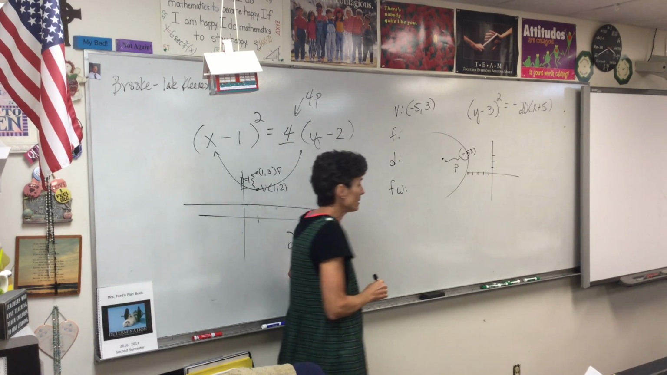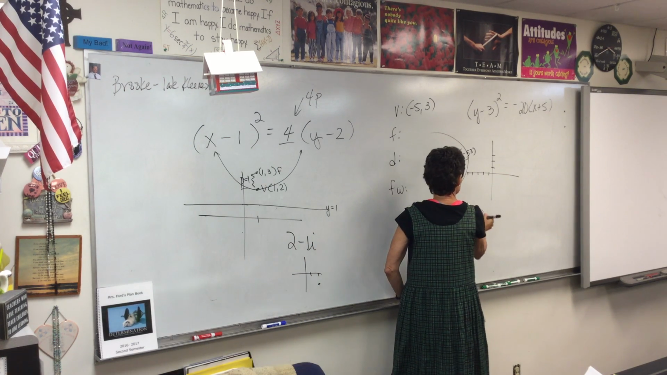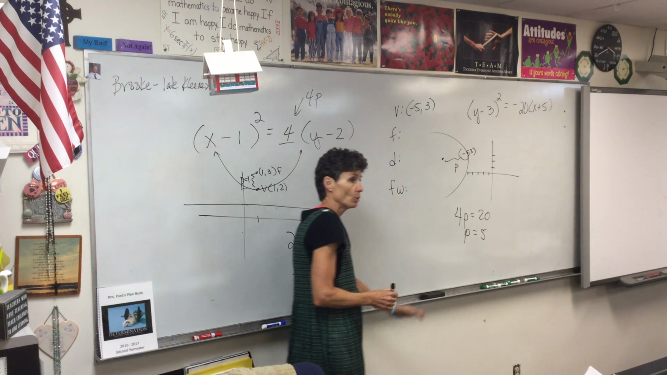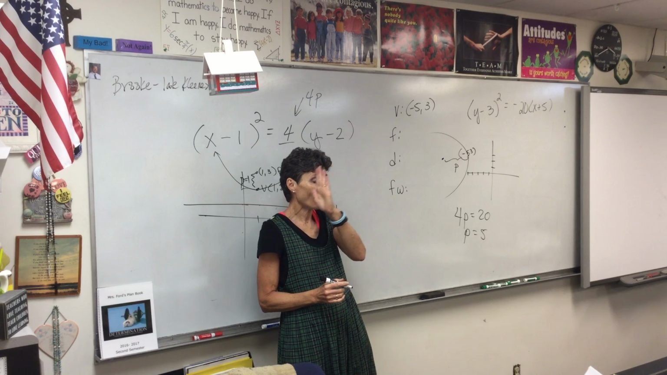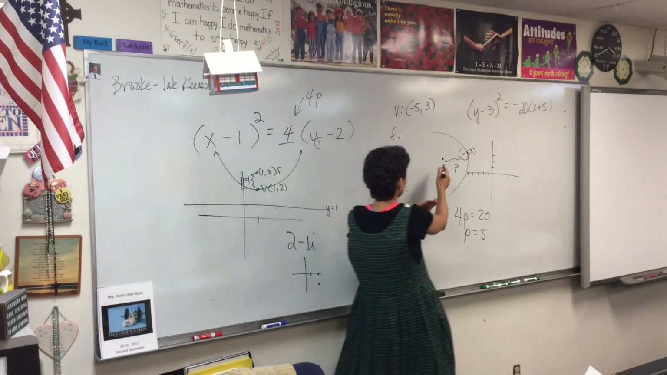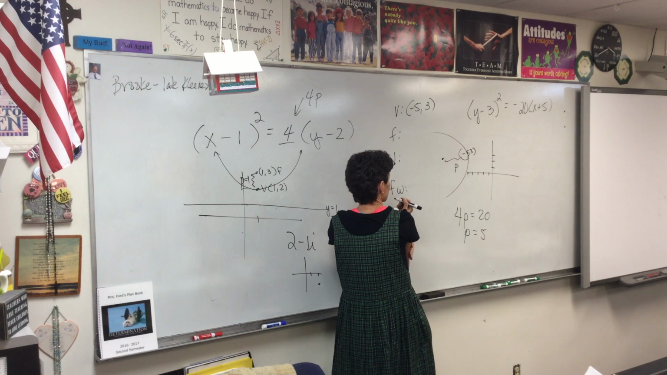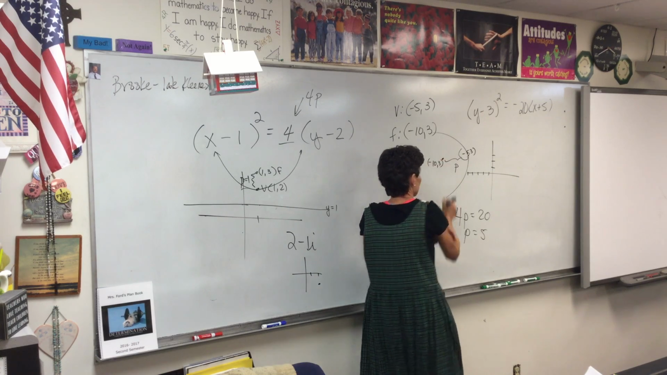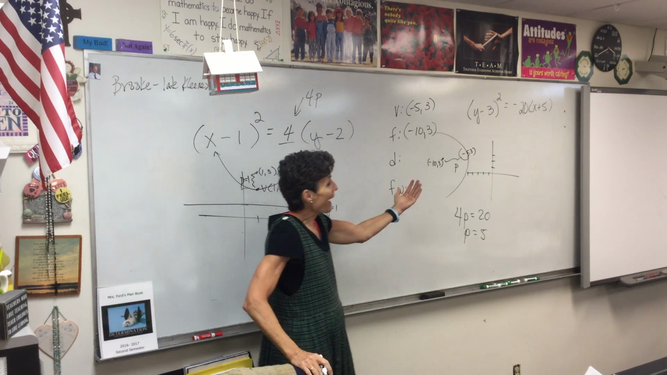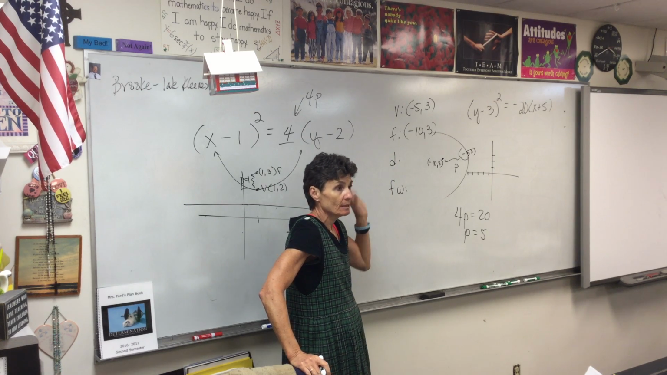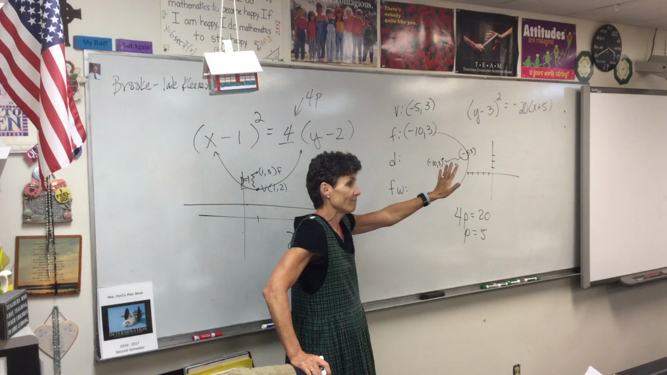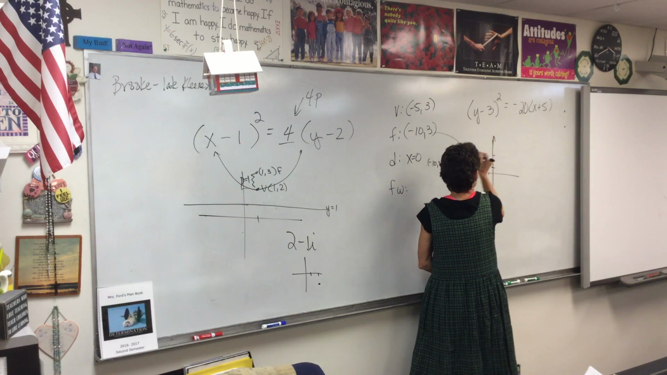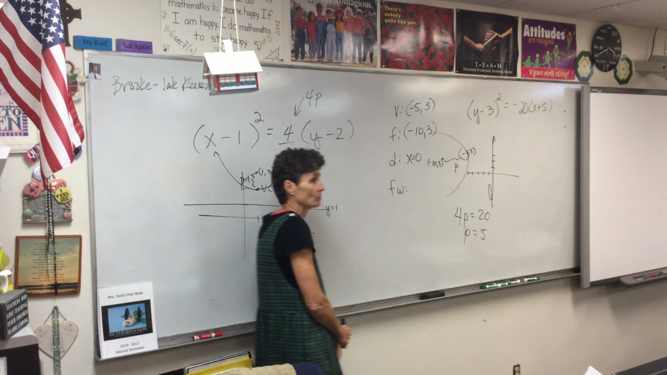In this problem, 4P is 20, so P is 5, which means I'm going to back up 5 steps. Where would that put me? Negative 10, 3. Very good. Now, the directrix goes forward 5 steps from the vertex, and that puts me at x equals 0.